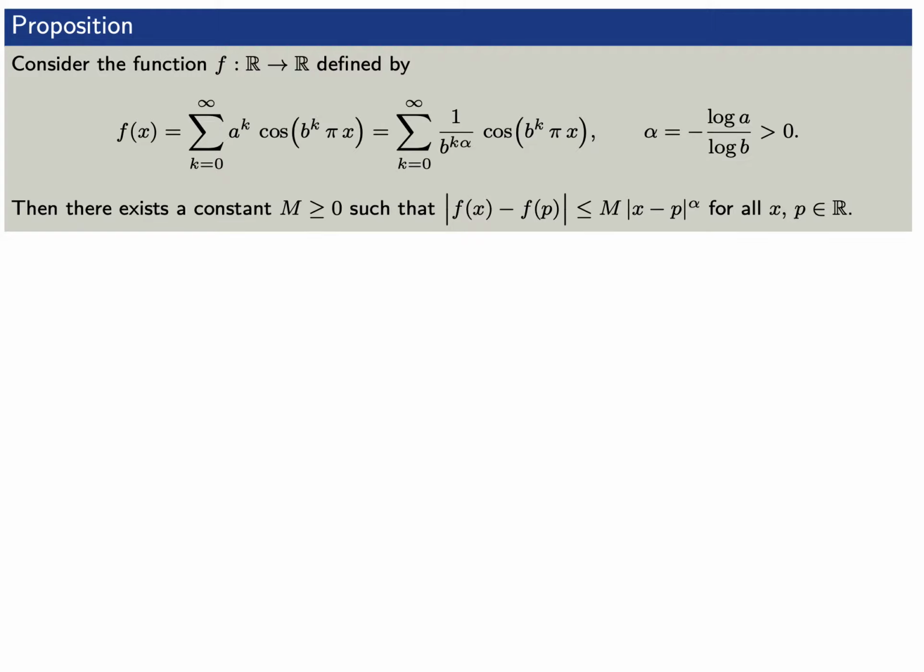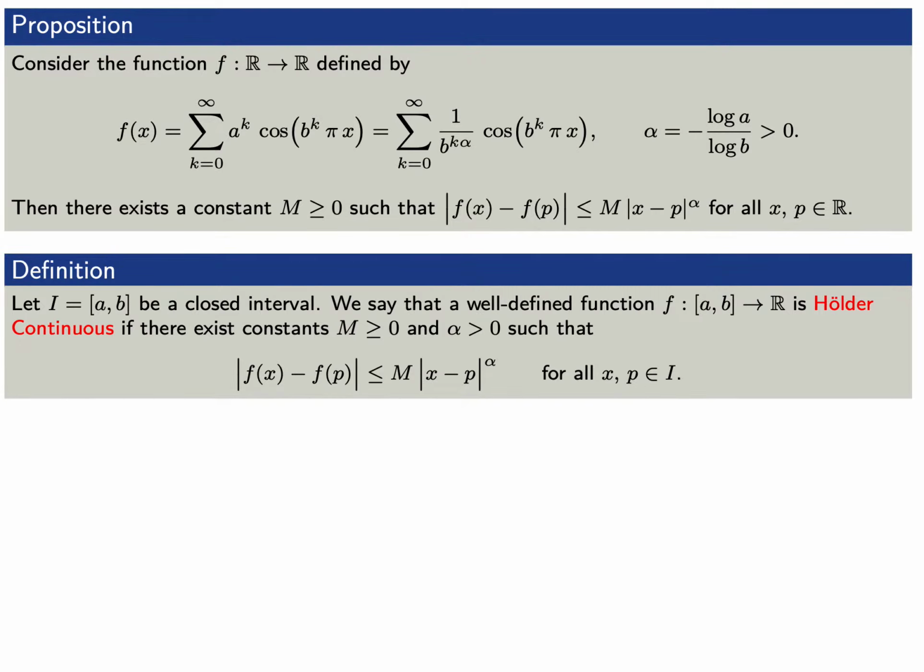Before we get there, we state a couple more properties about this function. There exists a constant m and a constant alpha, such that in absolute value, f of x minus f of p is less than or equal to m times |x minus p| to the alpha for all real numbers x and p. If the same property is true for any other function on a closed interval I, we say that this function is Holder continuous.